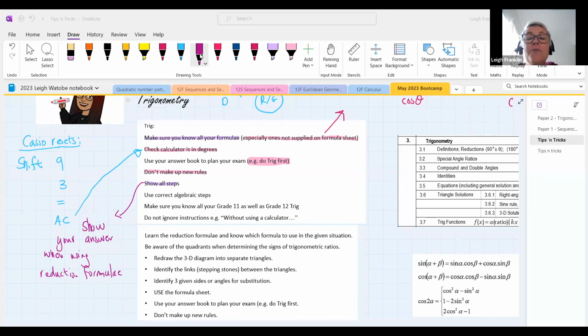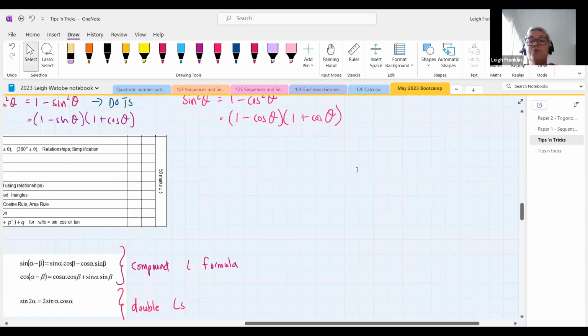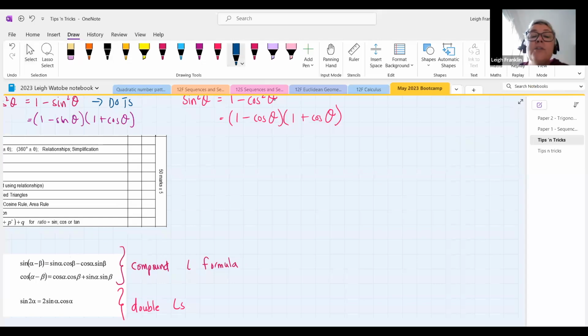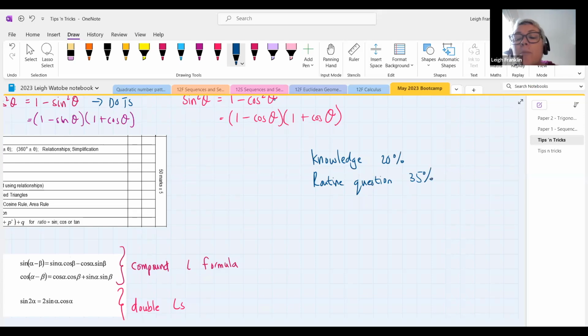So for the level 1 and level 2 questions, how many marks are there? Any maths paper, whether it's paper 1 or paper 2, is always set in the same way. Your knowledge questions always have to be 20% of your paper. Your routine questions are always 35% of your paper.